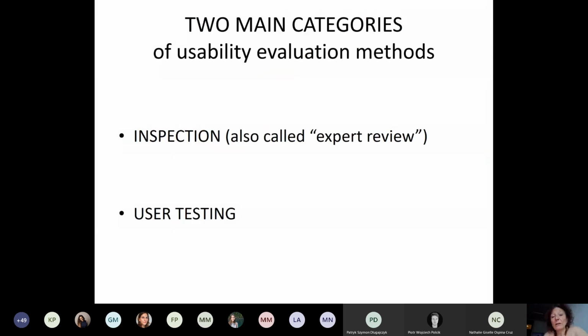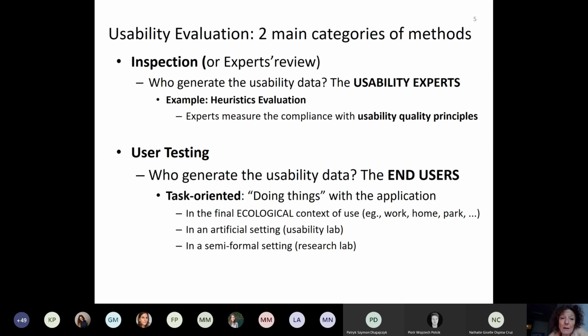We also mentioned last week that we have two main categories of evaluation methods. One is inspection, also called expert review, and the other is user testing. In the previous lessons, we focused on inspection, and today we focus on user testing. These two categories of method differ mainly in terms of who generates the usability data.